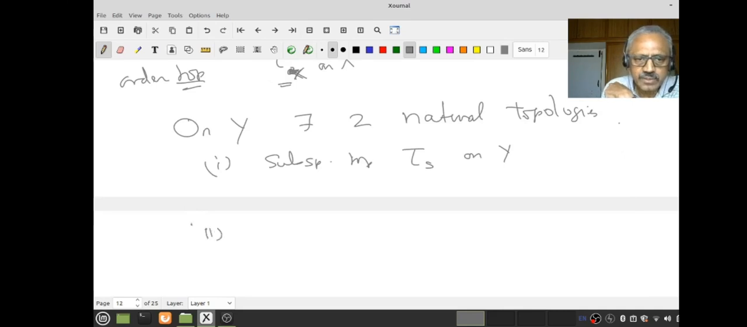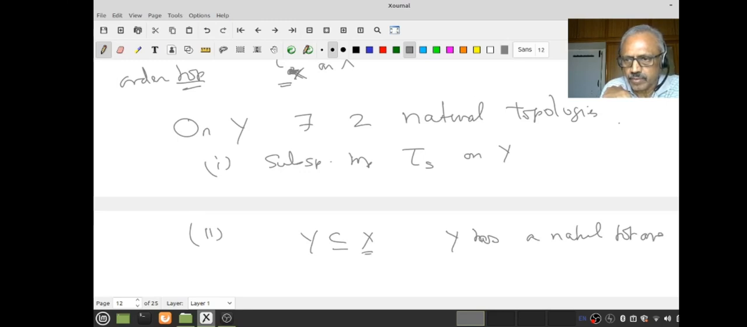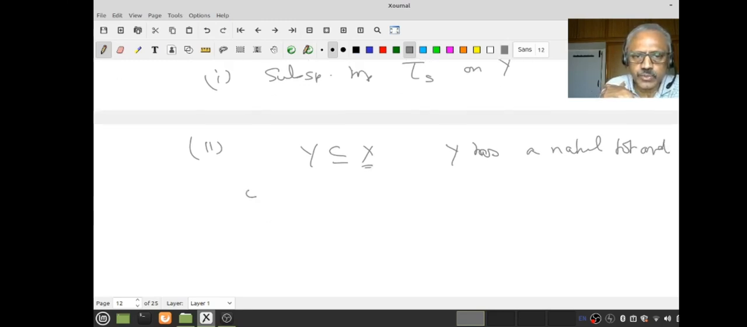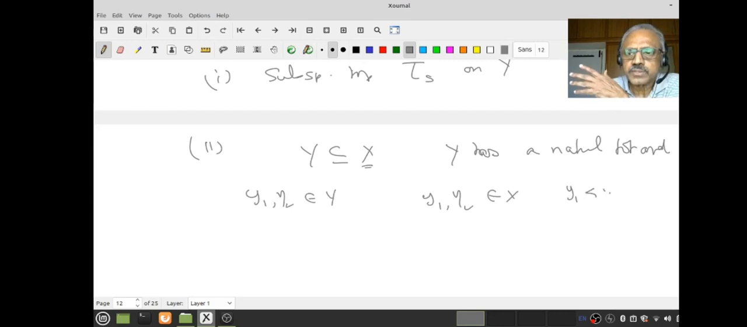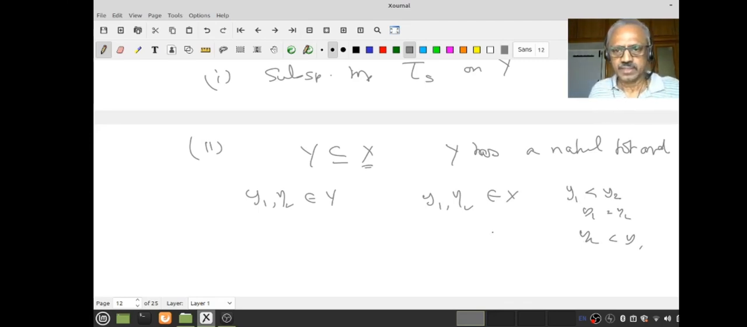The other one is, see, whenever Y is a subset of an ordered set, Y also has a natural total order. What is that? If you give me y1 and y2 in Y, then y1 and y2 belong to X, therefore I have an order: y1 is less than y2, or y1 equals y2, or y2 is less than y1, right? There is a total order. Do you understand that? Therefore Y inherits the total order on X.